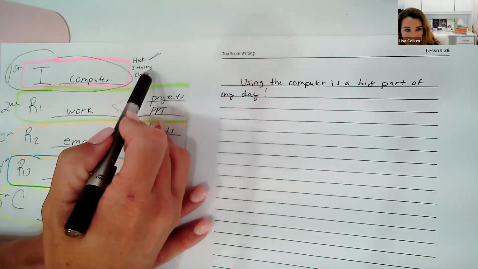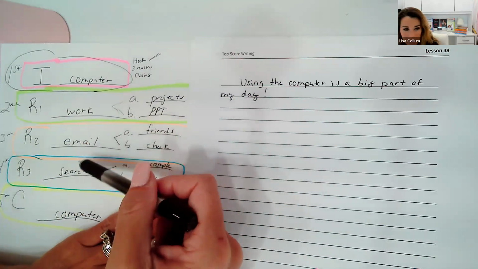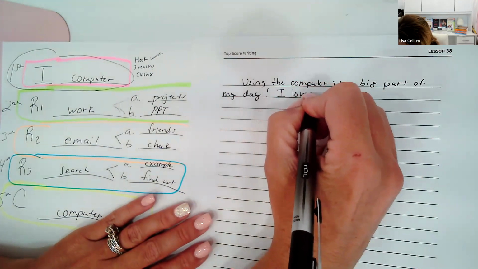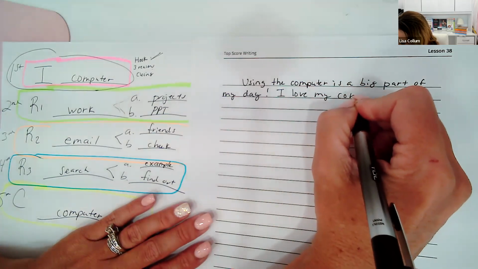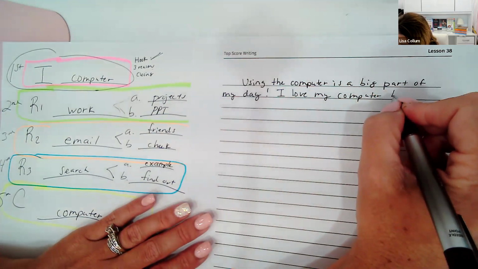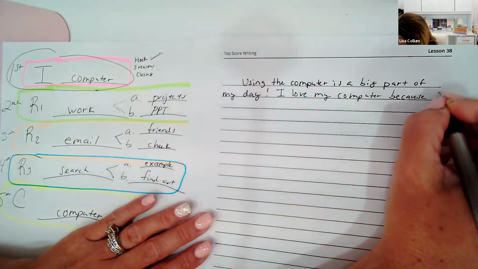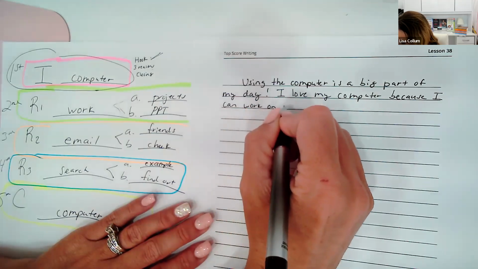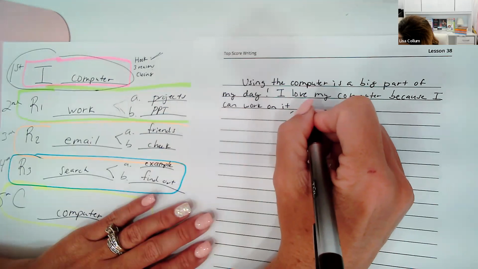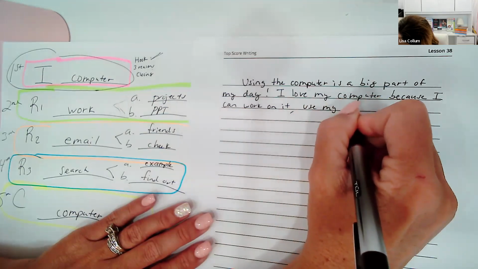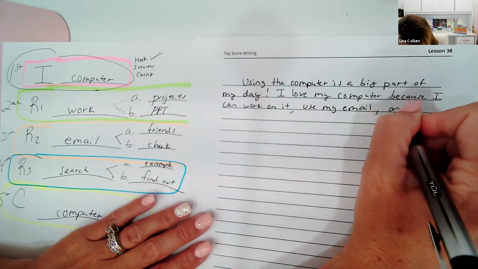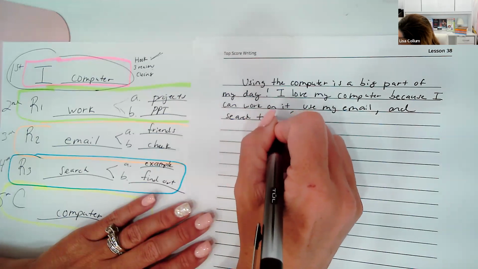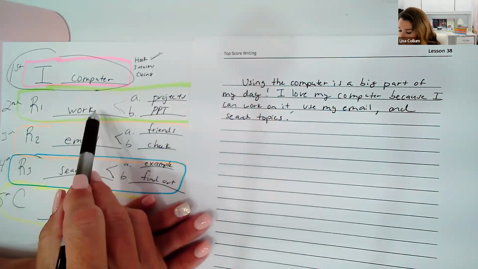Now I have to name my 3 reasons. My 3 reasons are work, email, and search. So I'm going to say, I love my computer because I can work on it, comma, use my email, comma, and search topics, period. So I name my 3 reasons: work, email, search.